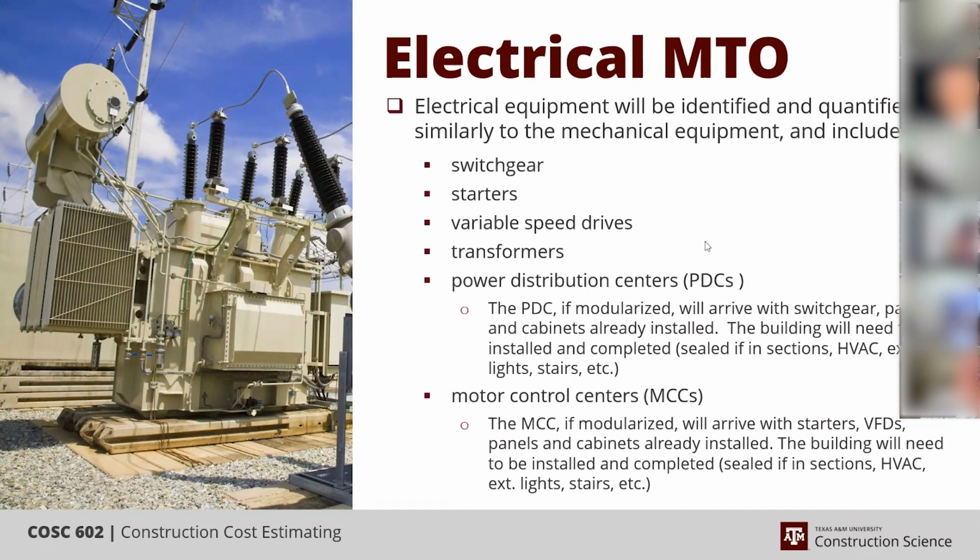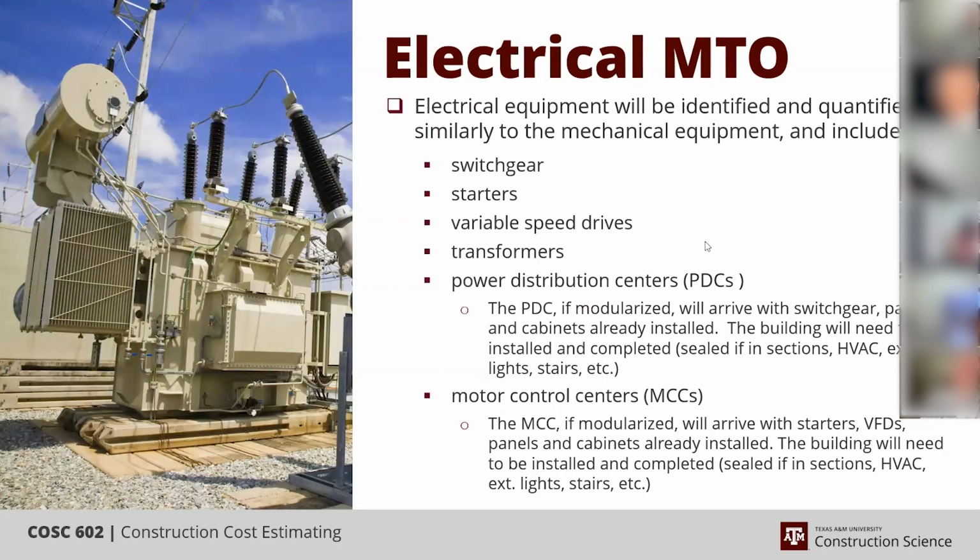If the building's large enough, it'll come in sections, and you'll have to actually assemble the building sections, bolt it together, seal it up, and make sure that it's watertight. Then you'll install the HVAC, exterior lighting, stairs and platforms and so forth. Most of the PDCs that I've seen installed usually sit on foundations that keep them elevated, in the neighborhood of 4 to 6 feet above grade, so that the cabling can enter from underneath.